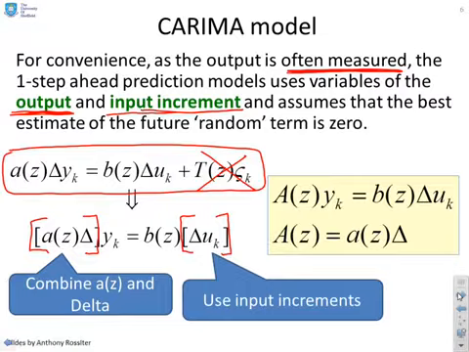And what this does is it just gives us a convenient way. For y, we get absolute measurements, but for delta u, what we're saying is how much do we want to change the input, and we're not too worried about the current underlying value.